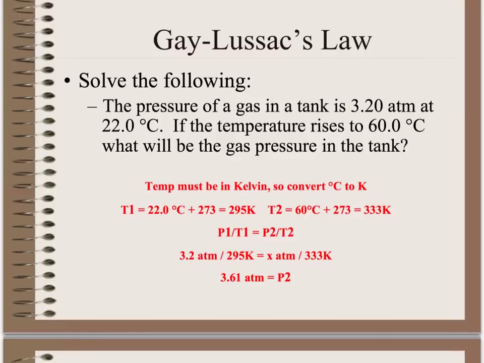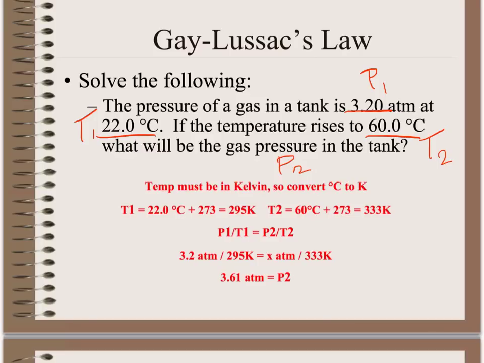Okay, and here's a practice problem. It says solve the following. The pressure of a gas in a tank is 3.2 atm at 22.0 degrees Celsius. If the temperature rises to 60 degrees Celsius, what will be the gas pressure in the tank? So here we have pressure 1 and temperature 1. And if the temperature rises, it's going to be our T2. What will the gas pressure be in the tank? So we're looking for P2.